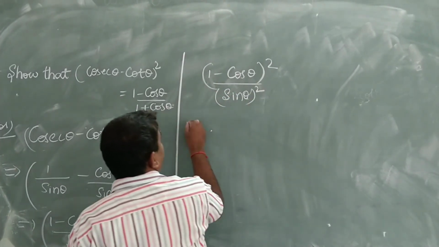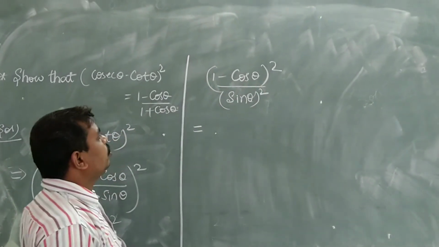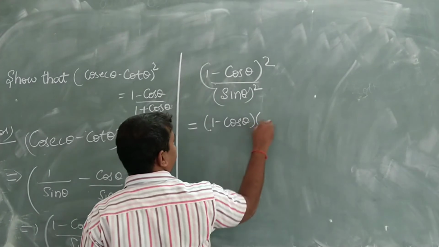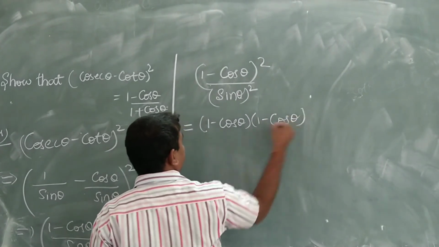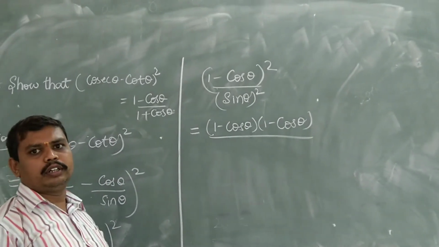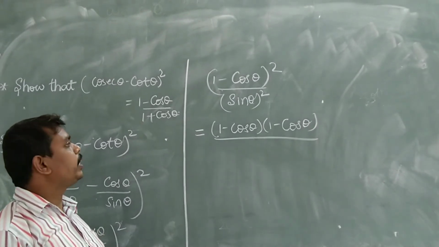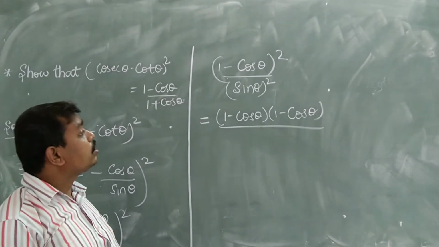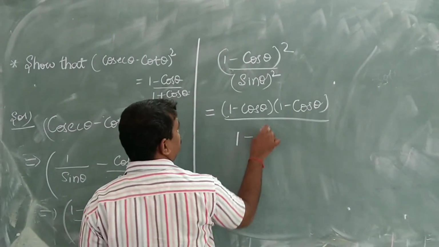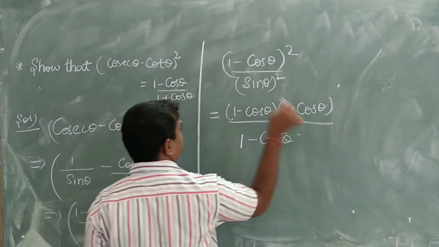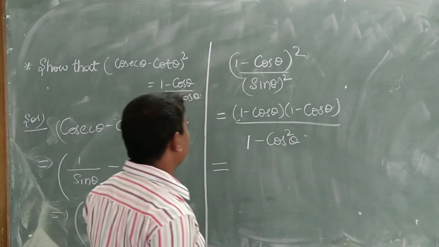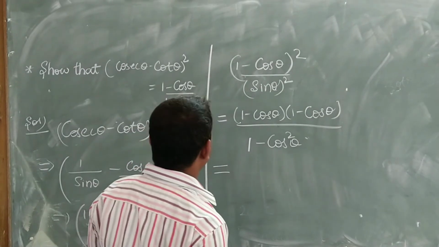Write separate squares. So 1 minus cos theta whole square. You can write this as 1 minus cos theta into 1 minus cos theta, by sin square theta. So sin square theta can be written as what? You have identities. Sin square theta plus cos square theta is equal to 1. Sin square theta is equal to 1 minus cos square theta. Okay, 1 minus cos theta into 1 minus cos theta by 1 minus cos square theta.